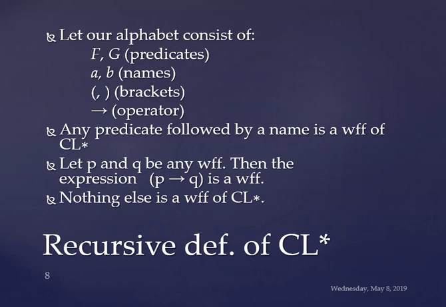Now, we'll have a couple of rules about how to push this alphabet around. Any predicate followed by a name is a well-formed formula of CL star. We'll let P and Q be any well-formed formulas. Remember, the little P and Q are just variables; they stand in for anything. Then the expression P arrow Q is well-formed as well, and nothing else is. That gives us our syntax rules.